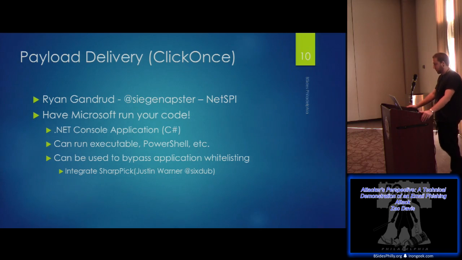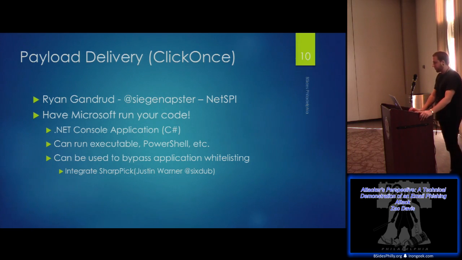I would definitely recommend checking out Justin Warner, 6dub. He's got a post on integrating his SharpPick tool into ClickOnce. If you haven't heard of SharpPick, basically it's a method for bypassing application whitelisting with PowerShell. You use the System.Management.Automation DLL to basically spin up a PowerShell run space. Even if they're blocking PowerShell.exe, you can still get all the functionality of PowerShell through that method. So really cool. Definitely recommend going and checking out that blog post.